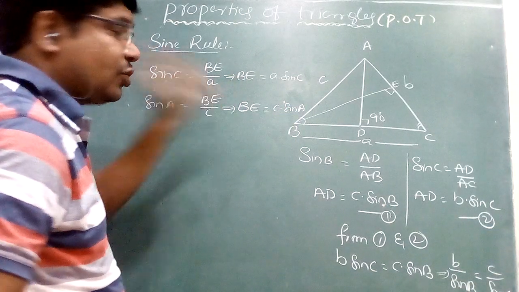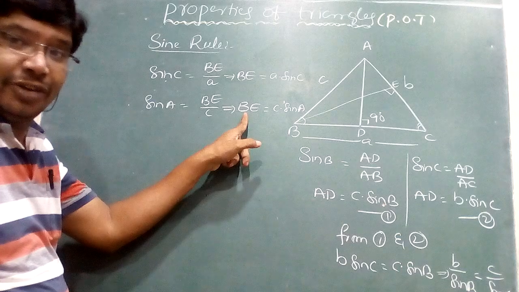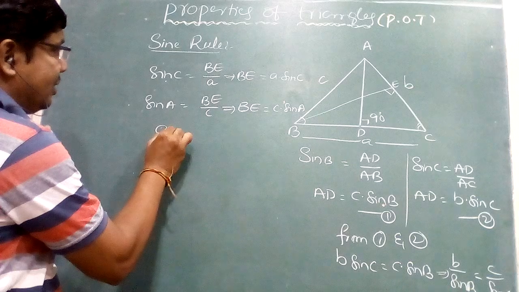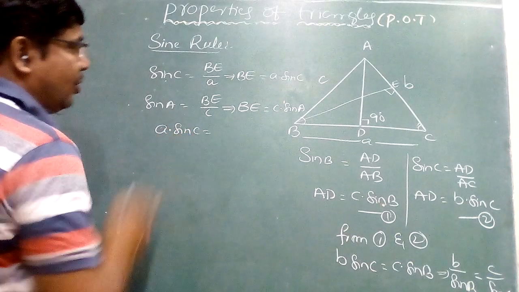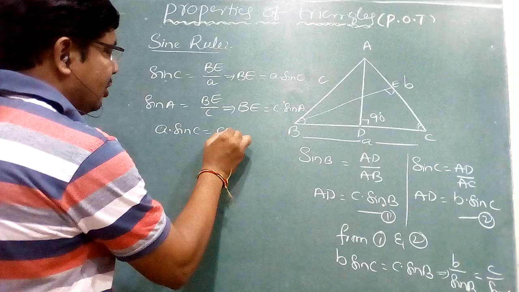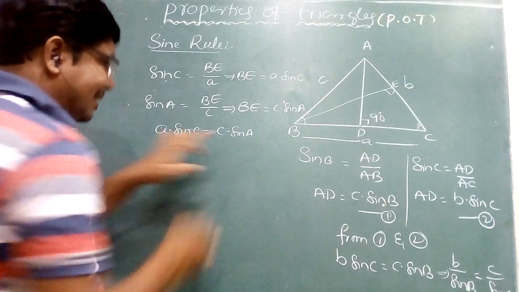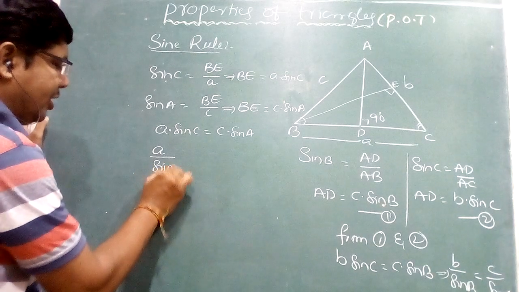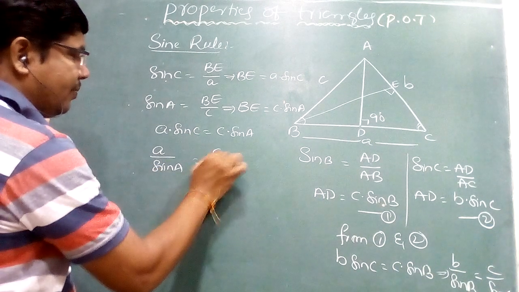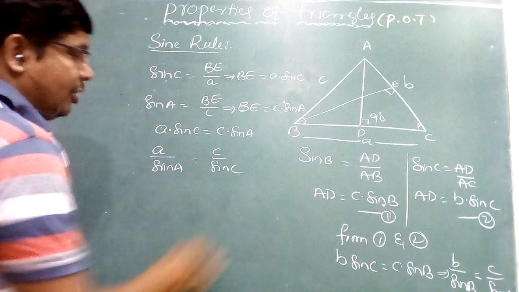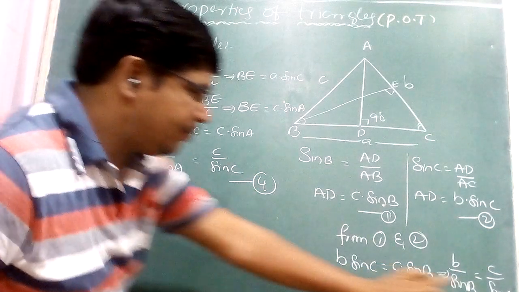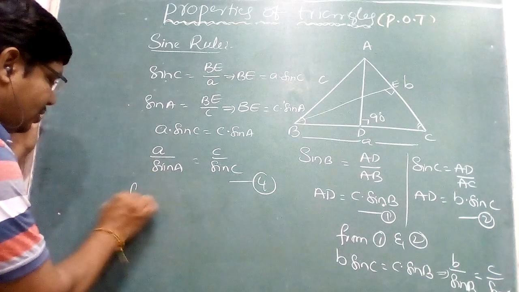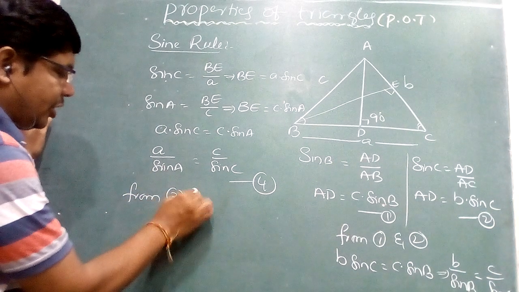Again, can I equate these two? This also is the BE value, and this also is the BE value only. Can I equate these? From this, a sine C is equal to c sine A. Sine A goes to this side: a by sine A is equal to c by sine C. This is the fourth equation.